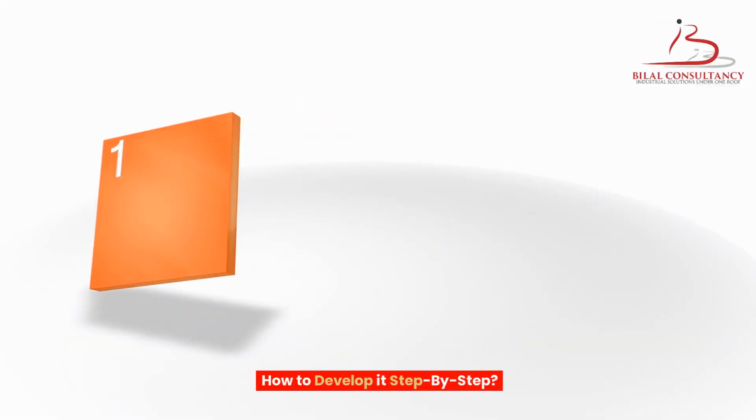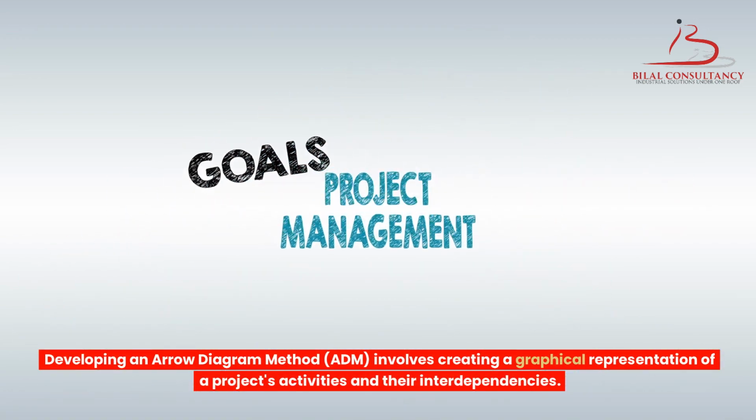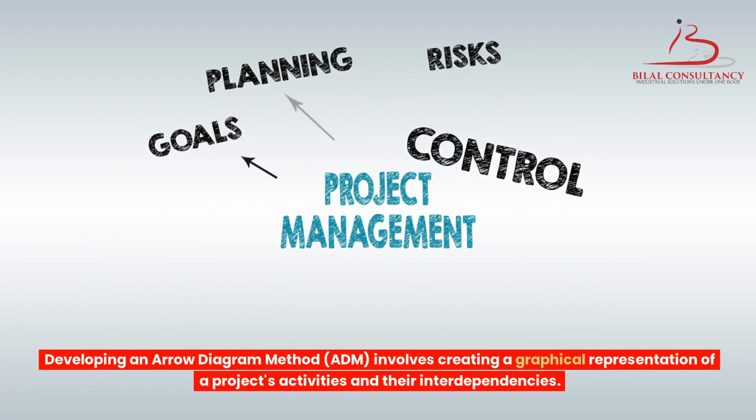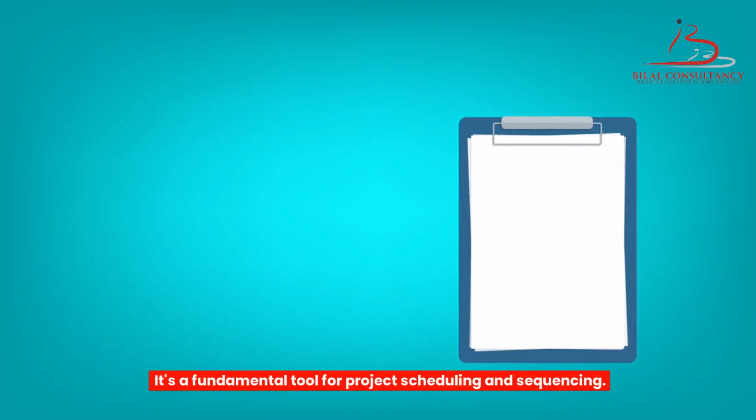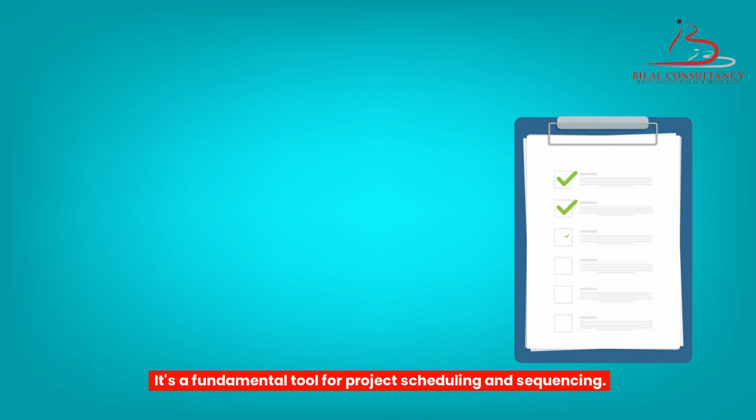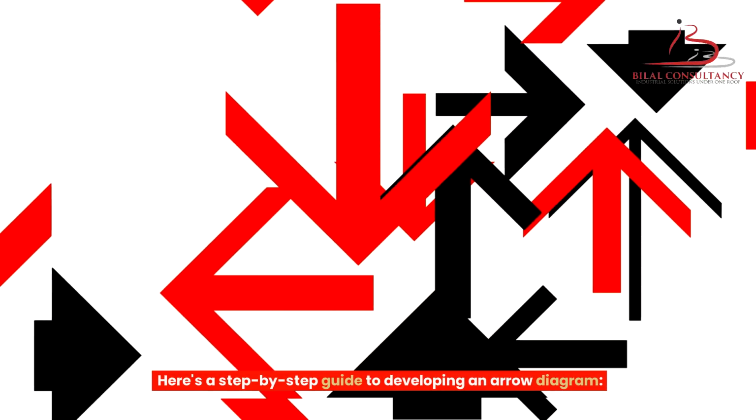How to develop it step by step. Developing an arrow diagram method, ADM, involves creating a graphical representation of a project's activities and their interdependencies. It's a fundamental tool for project scheduling and sequencing. Here's a step-by-step guide to developing an arrow diagram.